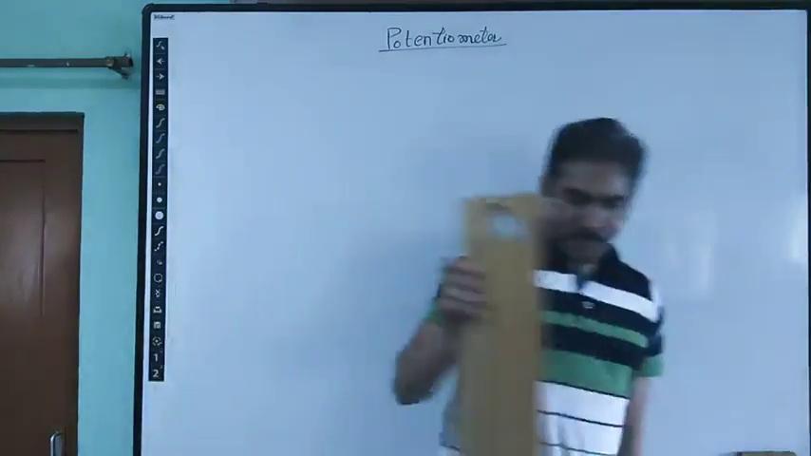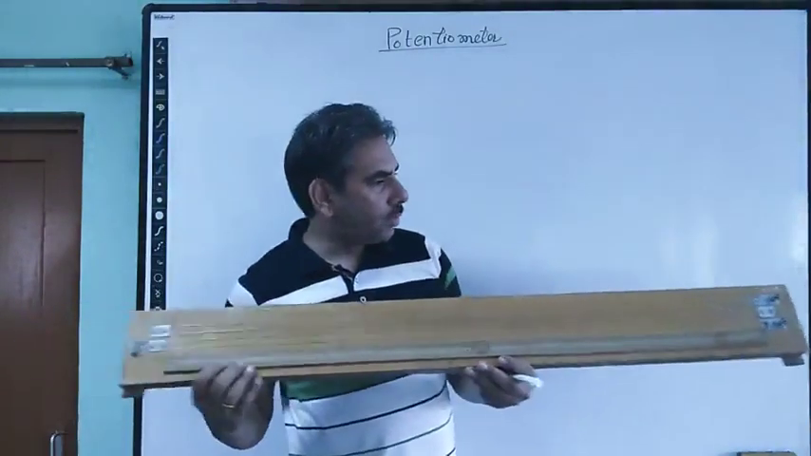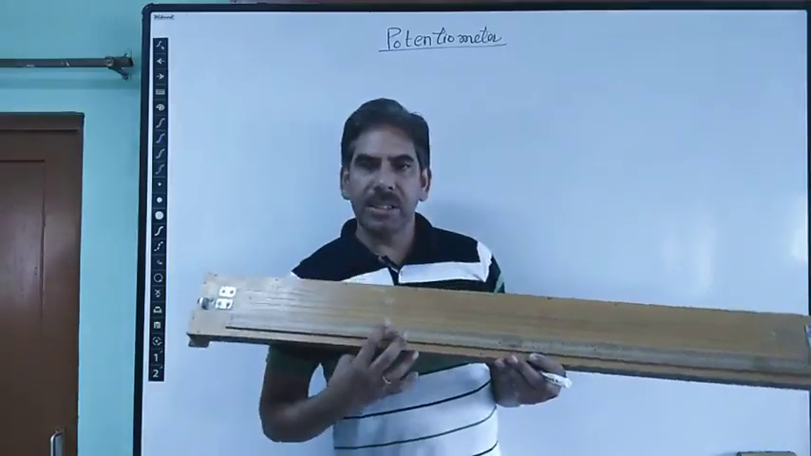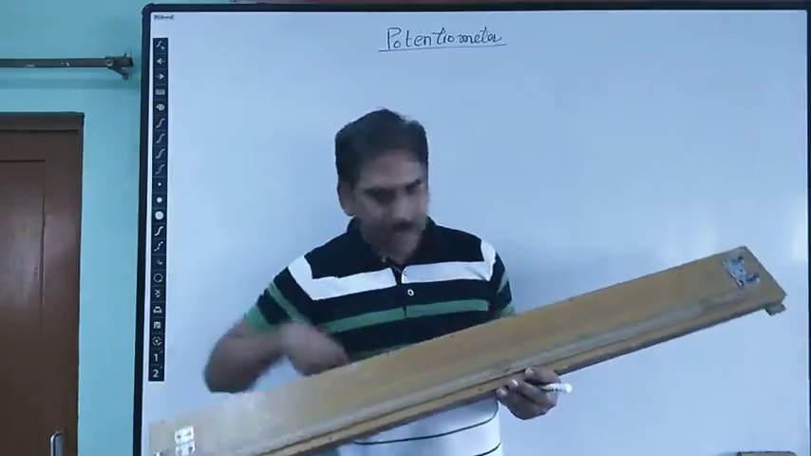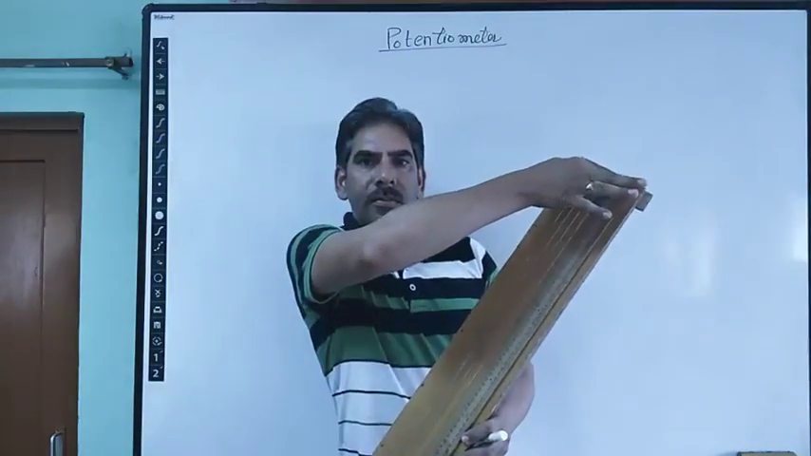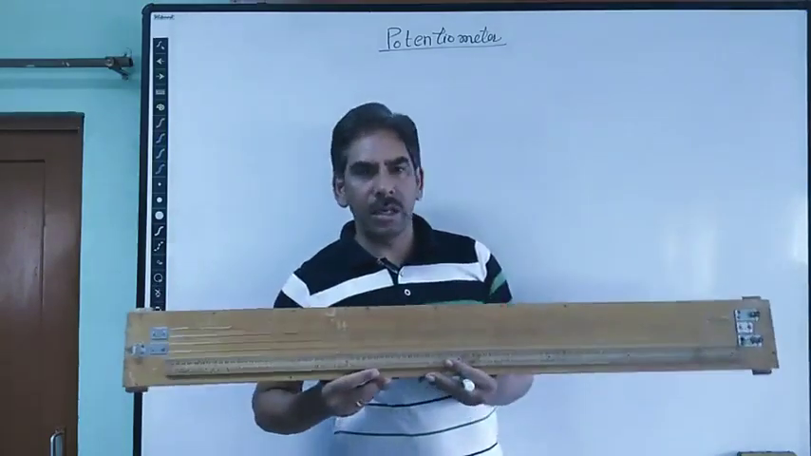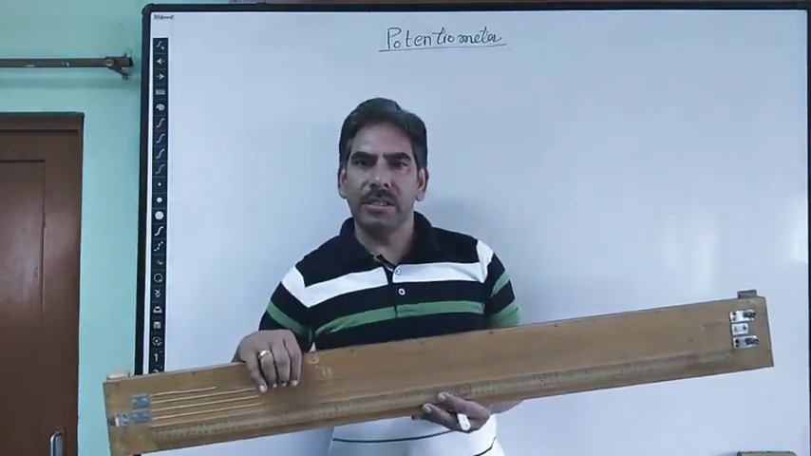So a potentiometer is nothing but a wire which is fixed over the board. It is a resistance wire, similar to constantan or manganin, right? The wire is connected between these two terminals. Potentiometers exist in different lengths of wire. Different potentiometers have different lengths.